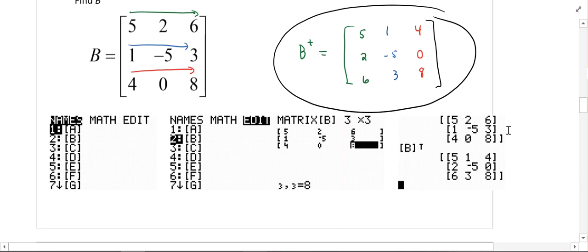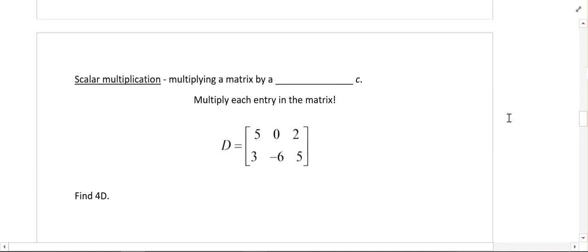How cool is that? So, all right, next thing we want to talk about is scalar multiplication, which is basically multiplying a matrix by a real number C.